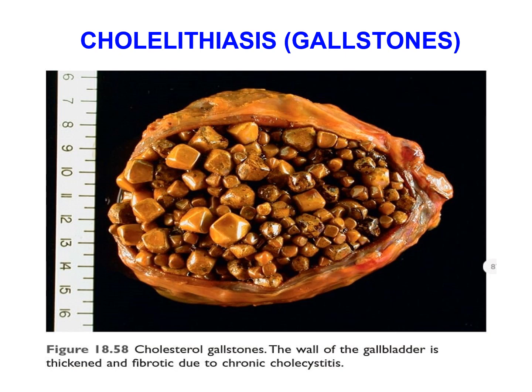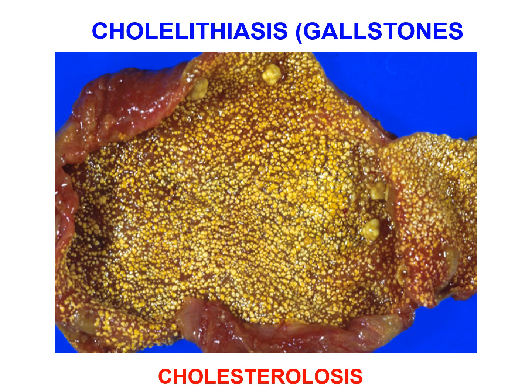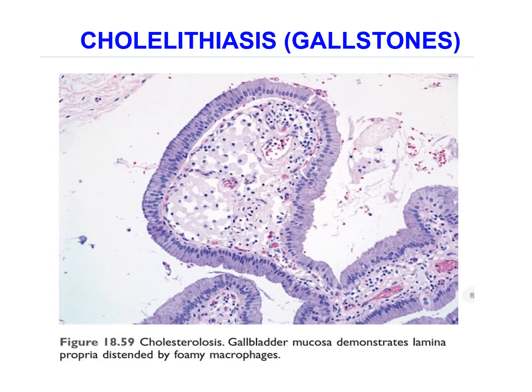Now, the supersaturated cholesterol in bile that forms cholesterol stones may also diffuse into the mucosa and manifest as cholesterolosis. Shown here is the gross appearance of cholesterolosis when you examine some of those routine cholecystectomy specimens. Now, this is what we call cholesterolosis. The gallbladder mucosa demonstrates lamina propria distended by foamy macrophages, and this is also associated with cholelithiasis or cholesterol stones.